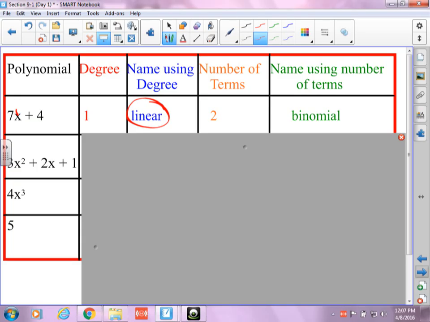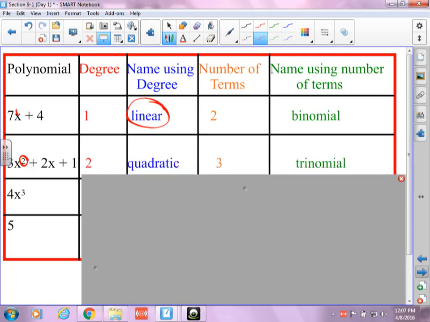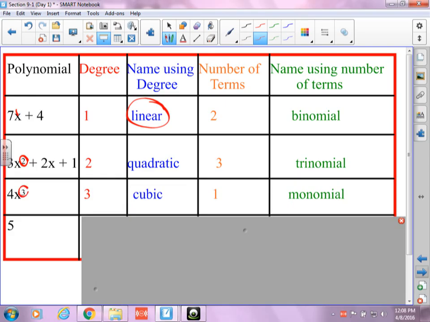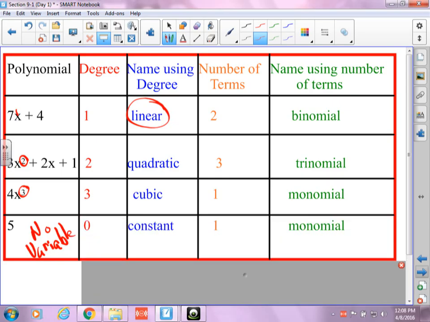Okay. Look at the next polynomial. You'll notice that I have 2 variables, but the one that has the highest exponent is a 2. So it's 2, and I call it quadratic. Then I go to the next one. The largest exponent is 3, and so I call it cubic. And then the last one, you'll notice, is there a variable? No. There's no variable. So if there is no variable, I'm just going to call it a constant. It's just a number.